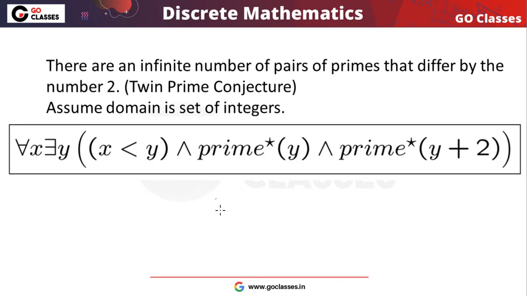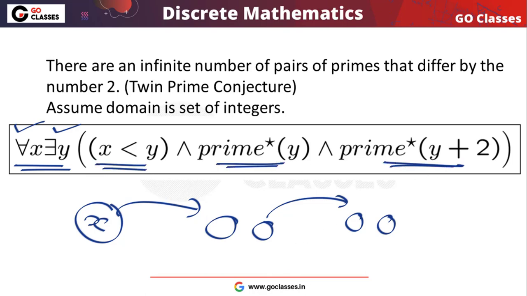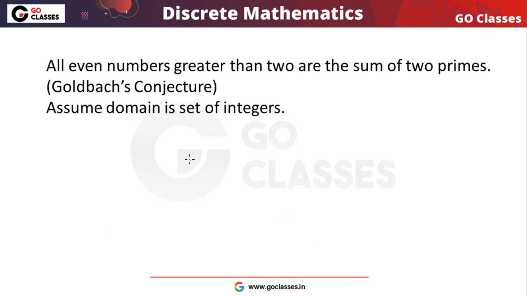So this is the point. For all x there exists a pair. Whatever number you take, there exists a pair. For all x there exists y, y is greater than x, y is prime and y plus 2 is prime. Let's see the next example.